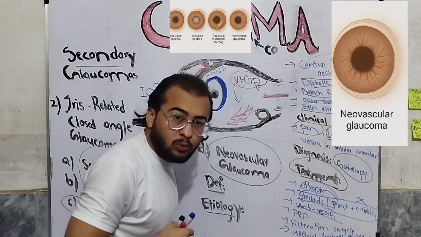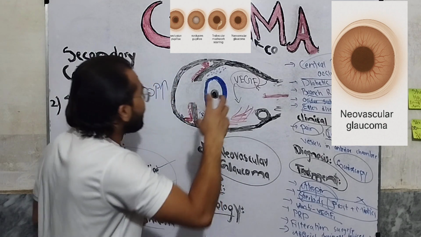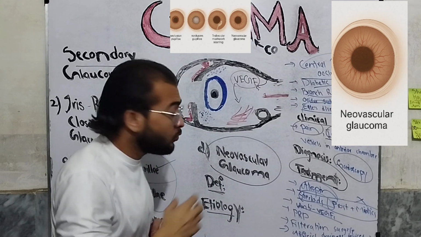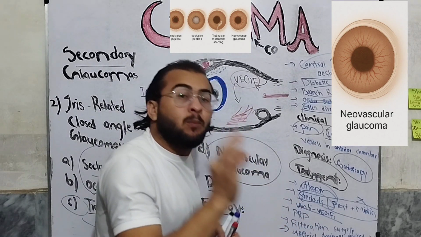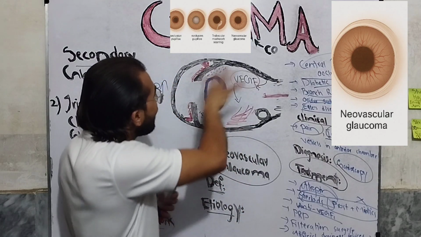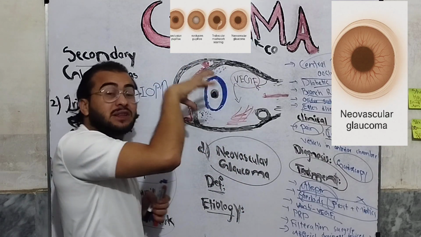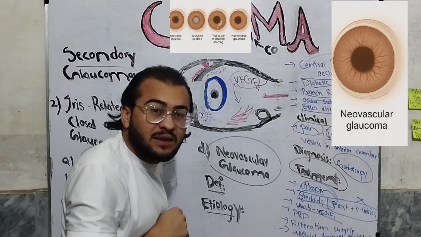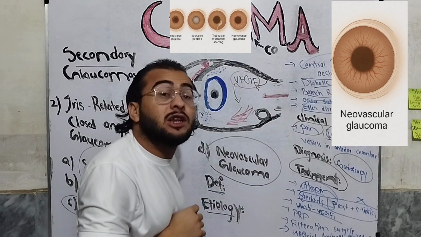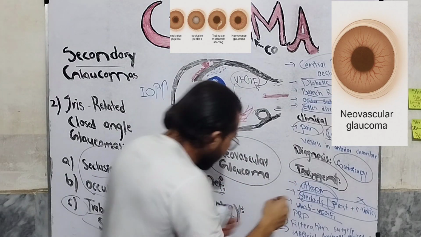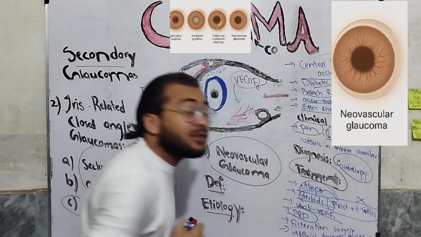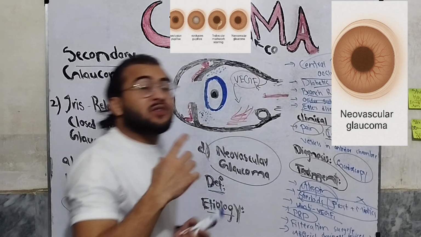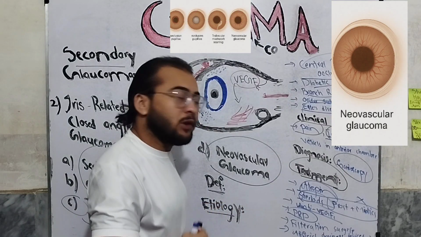So anti-VEGF are helpful. Ultimately, if the new vascular membranes are so many, what will we do? We can do PRP, pan retinal photocoagulation. We will apply the laser all over the retina in order to reduce the ischemia and hence vascular endothelial growth factor release. So we can give laser treatment to the retina. Now if still the condition is not managed, what will we do?